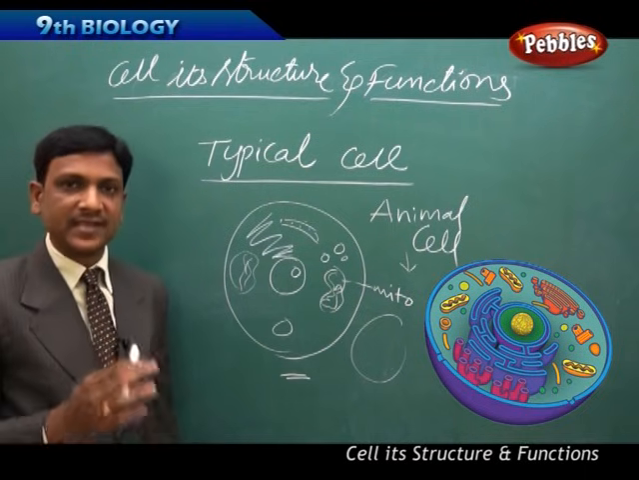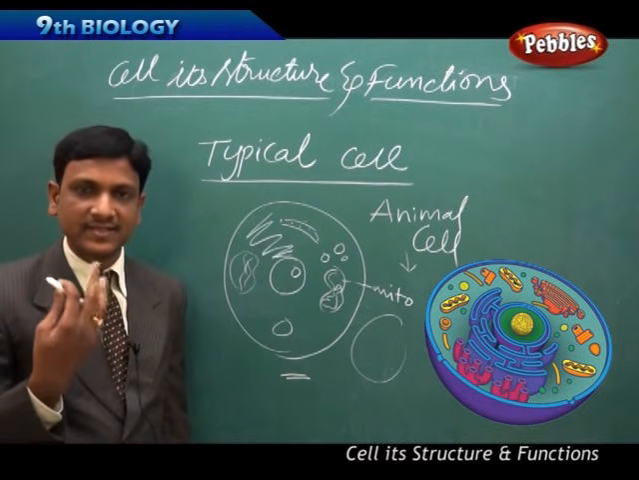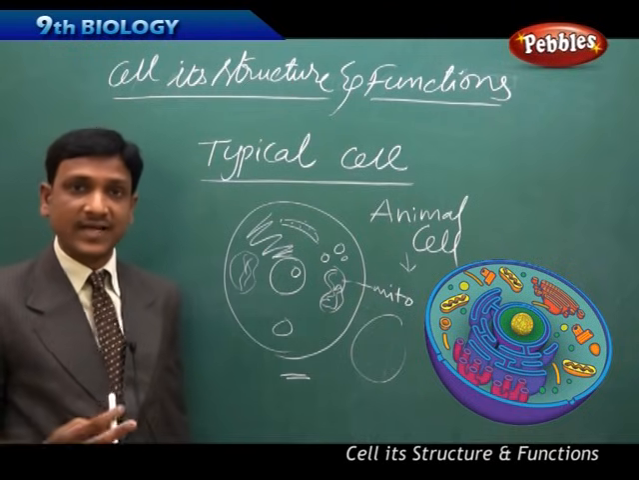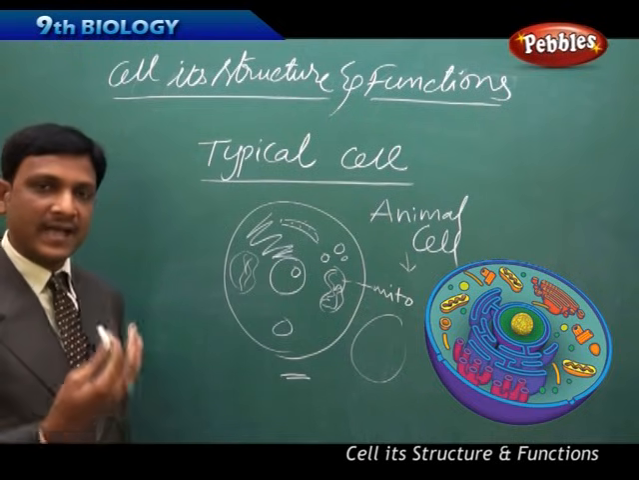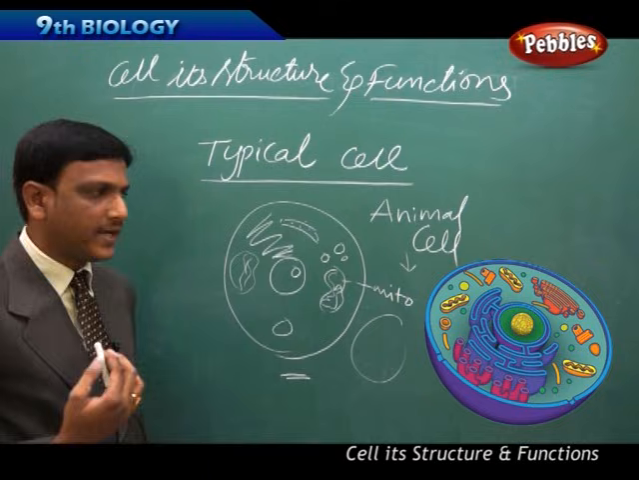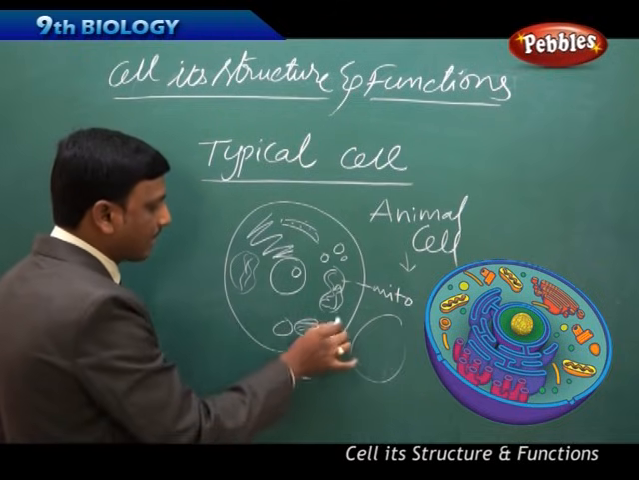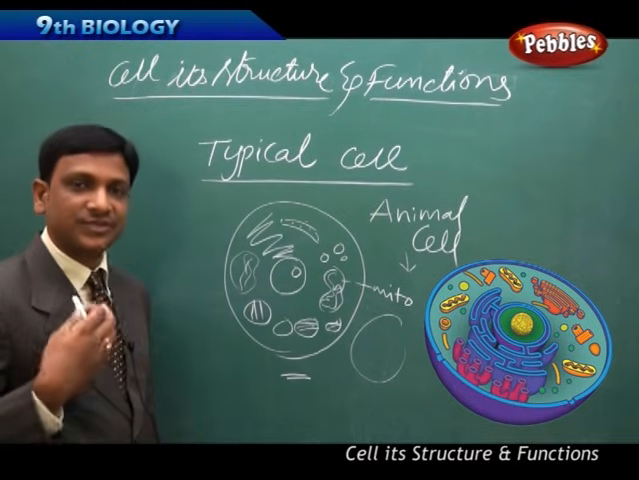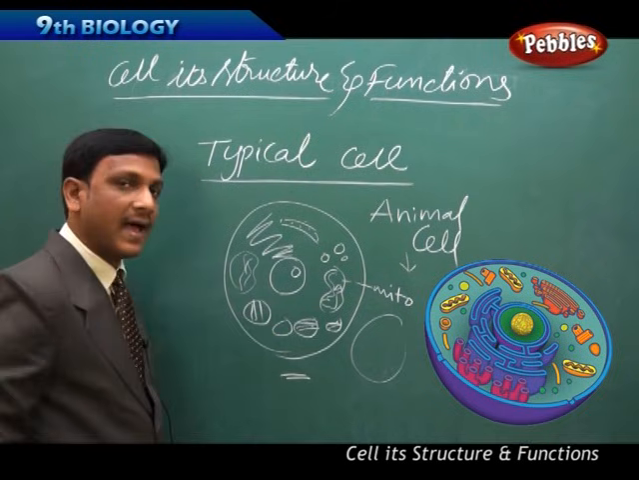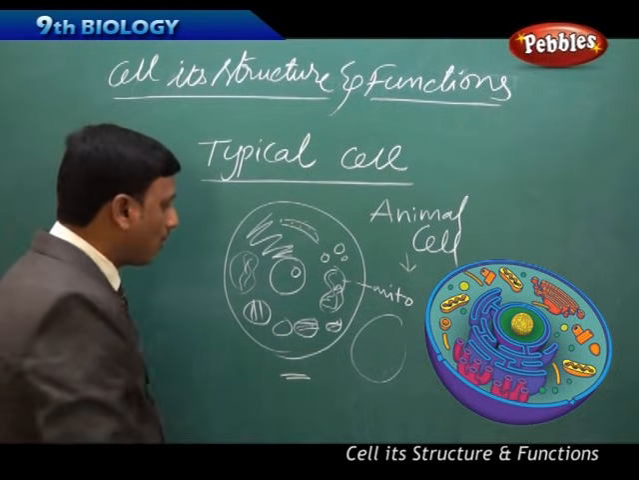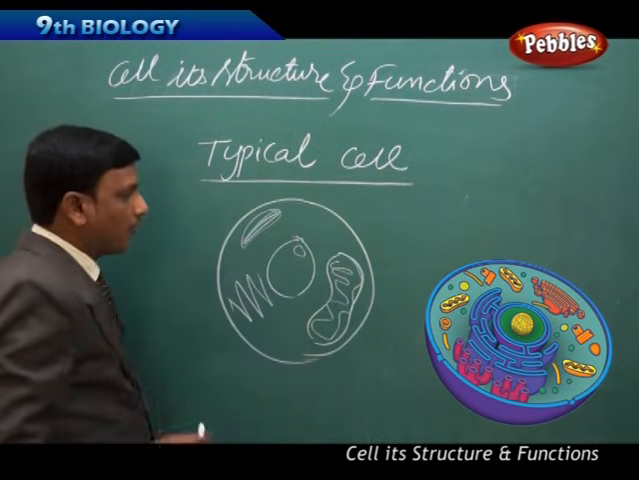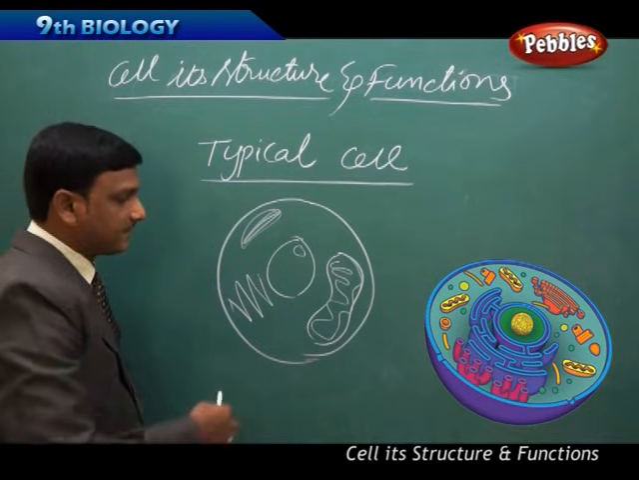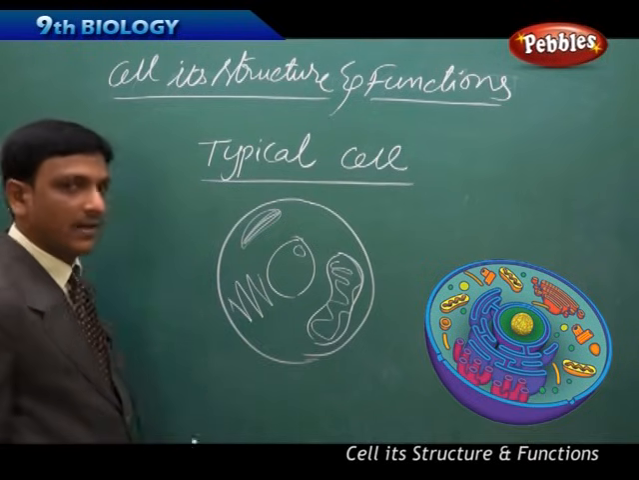For example, the cells of a gland, say a salivary gland which is involved in secreting saliva. They have cells which contain more Golgi bodies compared to other cell organelles because they are involved in the process of secretion. These Golgi bodies help in secretion, so they are more in number. So a typical cell is a generalized cell diagram which represents all the different cell organelles that exist in an animal cell or a plant cell.